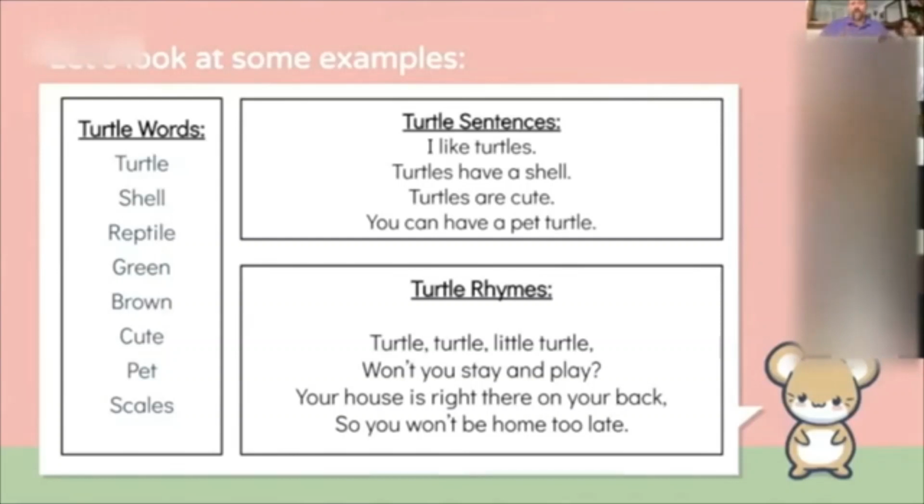So I've got a list of turtle words here: turtle, shell, reptile, green, brown, cute, pet, and scales. Because they're reptiles, they have scales. And then I have some turtle sentences. Would you like to read those, Charlie?